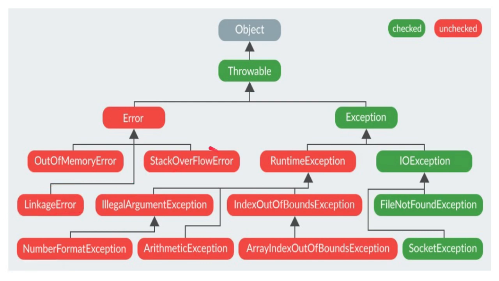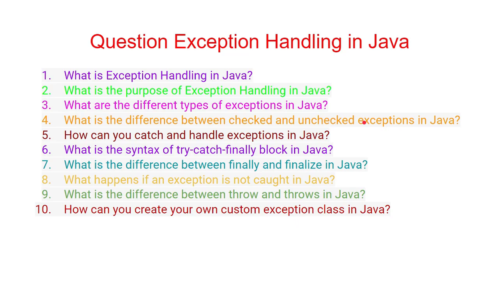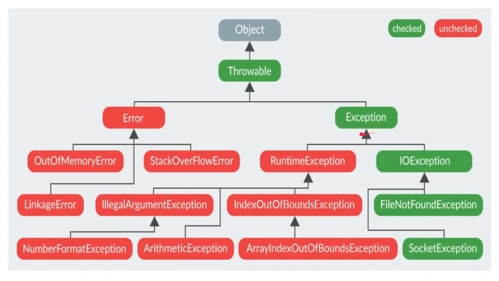You have to see this clearly. This part is only error, so don't go anywhere. And this part, if you go to exception, you can see these are the two types. One is runtime exception, one is input output exception. So runtime exception means... and this is the compile time exception.